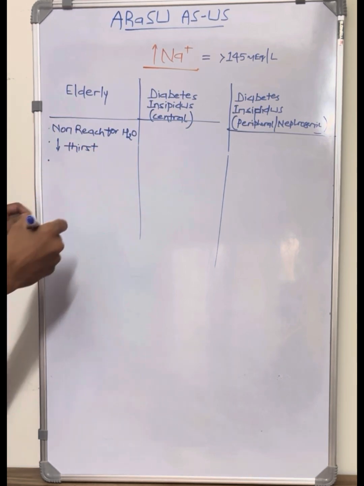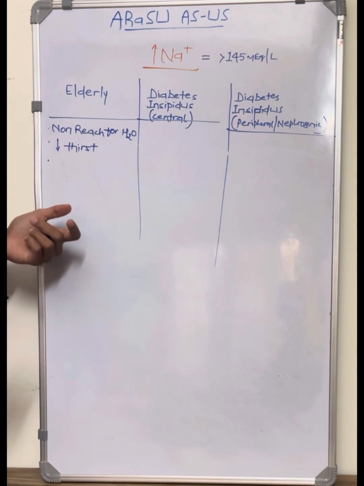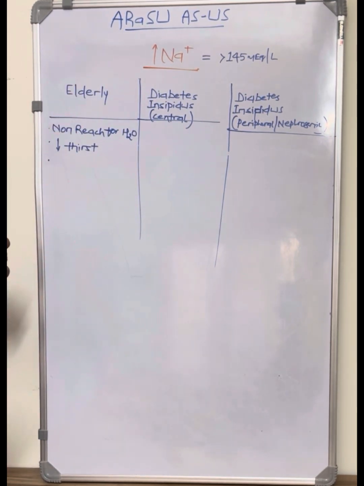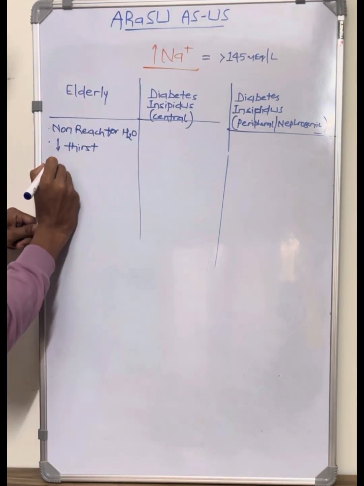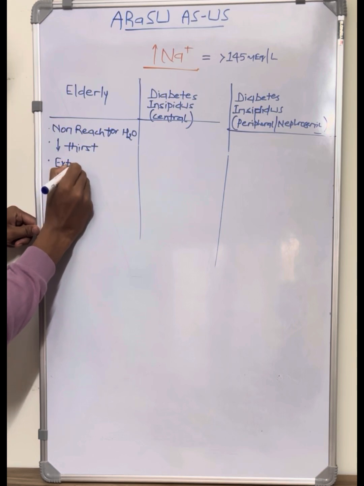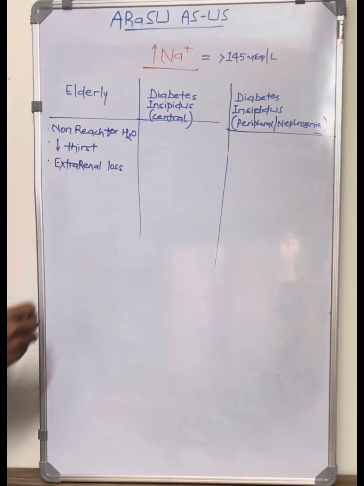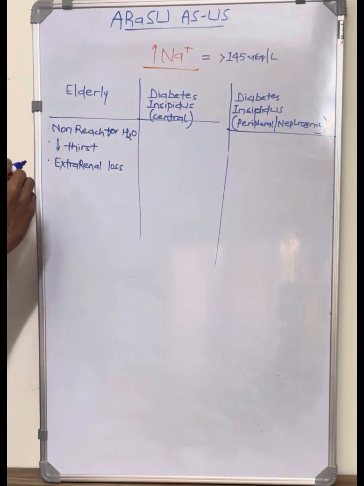or there might be extrarenal losses. For example, they might have developed autonomic dysfunction or some other condition which is leading to excessive sweating. So in that case also they might be losing more water than sodium, which might have led to hypernatremia. So some extrarenal loss, again common in elders. So here the major problem is decreased water intake.